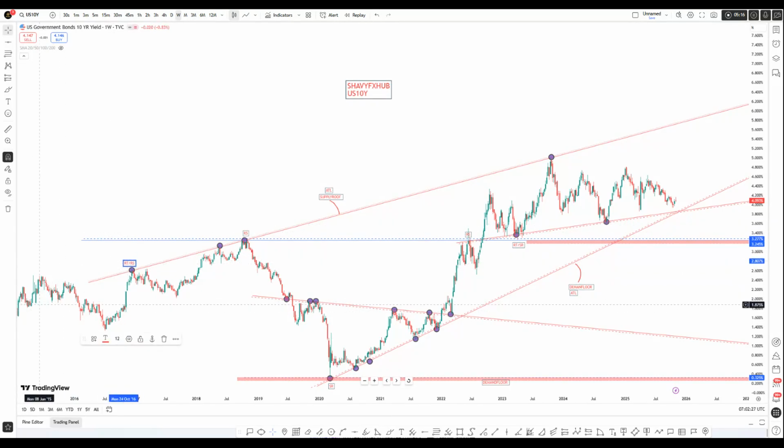The reaction started from here. It's a breakout from the support structure. Retest 1, retest 2, retest 3, retest 4. So these are all retest candles to the broken structure on the weekly time frame. So it's not just ordinary resistance.